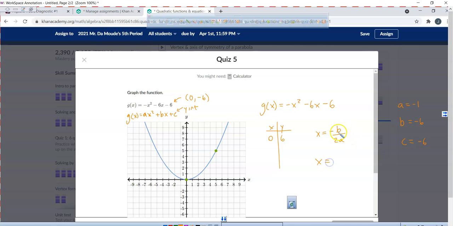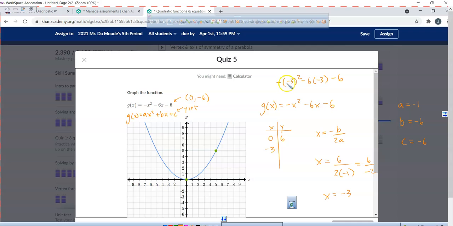So if I take these numbers and plug in negative 6 for b, a negative times a negative is a positive, over 2 times negative 1. So I get 6 divided by negative 2, which is negative 3. So I know my vertex is at x equals negative 3. And now I take that negative 3 and plug it into my formula. It won't take long, just plug in negative 3 wherever there's x.